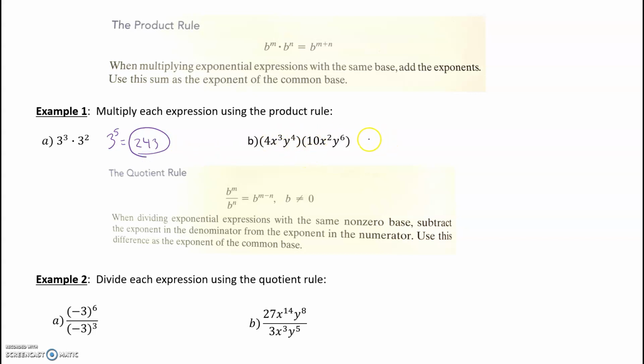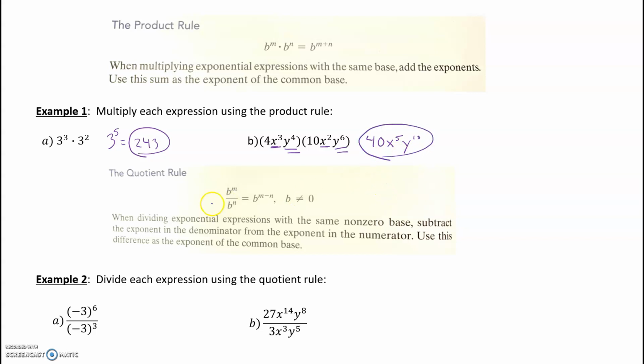Let's multiply our 4 times our 10. We get 40. And then again, you're multiplying x cubed times x squared. They both have the same base of x. So we're going to add those exponents. We're going to have x to the 5th. Right? X times x times x times x times x. We've got 5 x's. Over here, y to the 4th times y to the 6th. Again, add those exponents. We get y to the 10th.